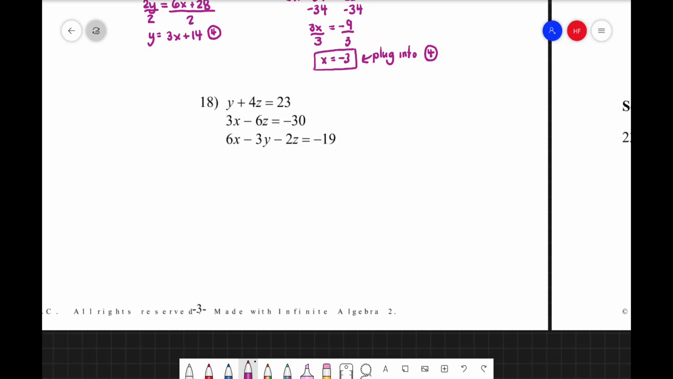Alright, so on number 18, we have y plus 4z equals 23, 3x minus 6z equals negative 30, and 6x minus 3y minus 2z equals negative 19. So none of them are solved for like we had in 16, so we're going to have to solve one of them. I'm going to actually solve two of them because I see that here there is no x, and here there is no y. So I can get both of these in terms of z, and then plug them both in to the third one. So let me show you what I mean.